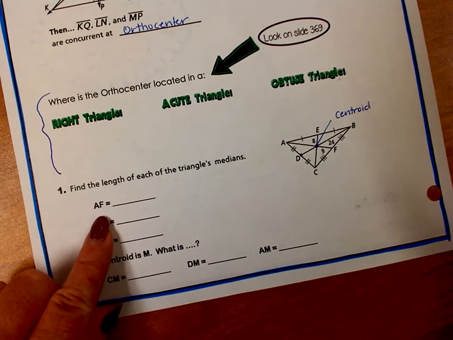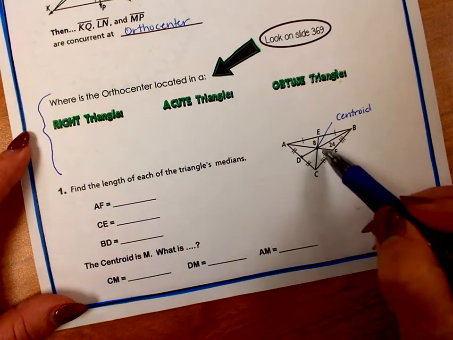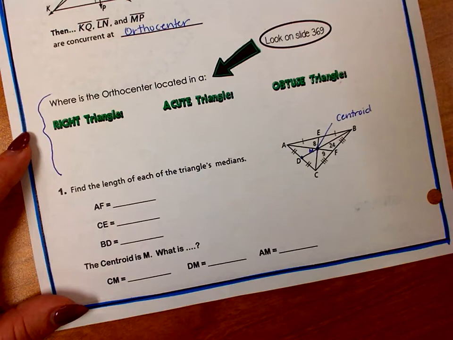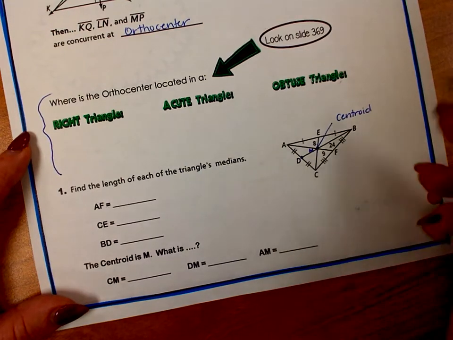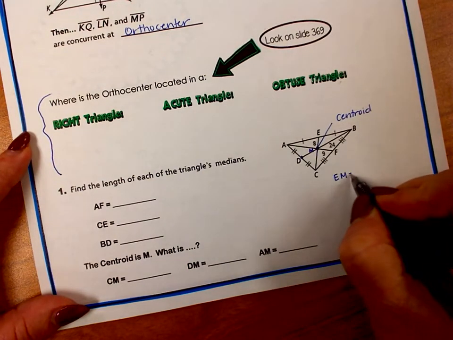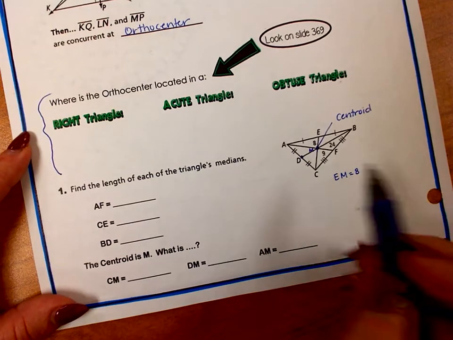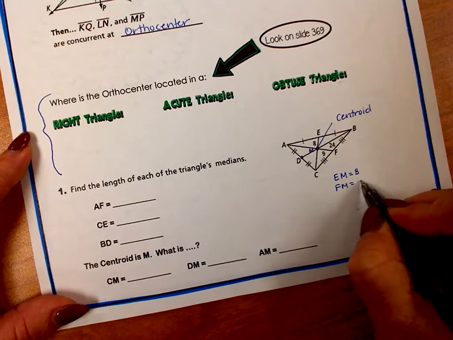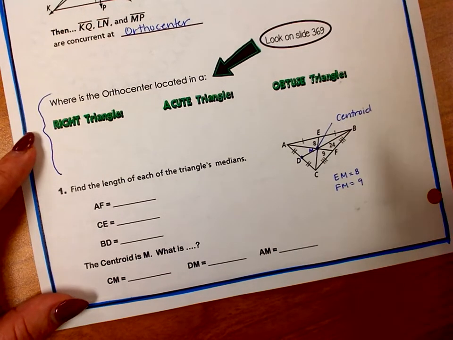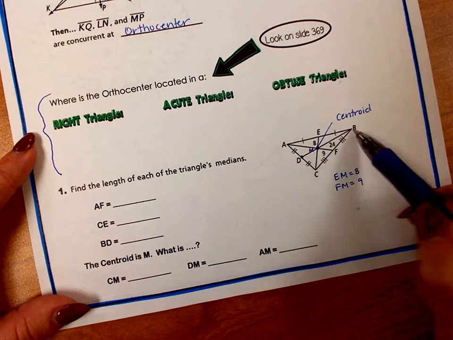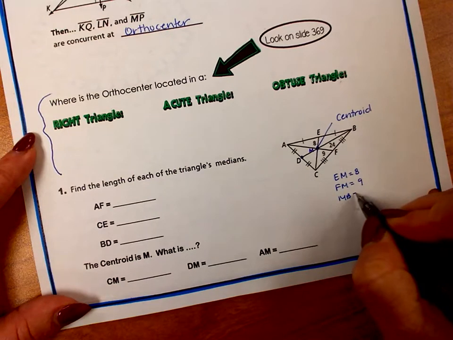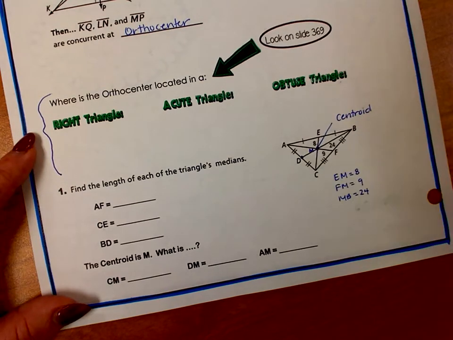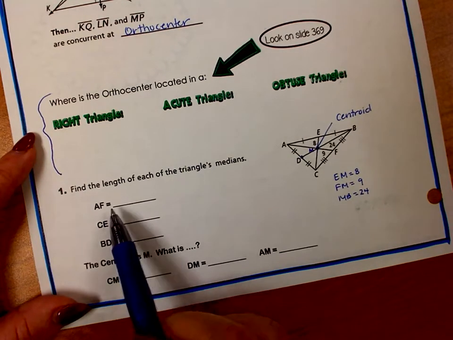So we're looking at AF, and it's going to be easier. The centroid is M. Okay, so that right there is M. So if we're looking at EM, EM is equal to 8. And right here we have FM, and FM is equal to 9. And then finally right here we have MB, and that's going to be equal to 24. Sometimes it's hard to tell where those numbers actually go. Okay, so we want to find AF.